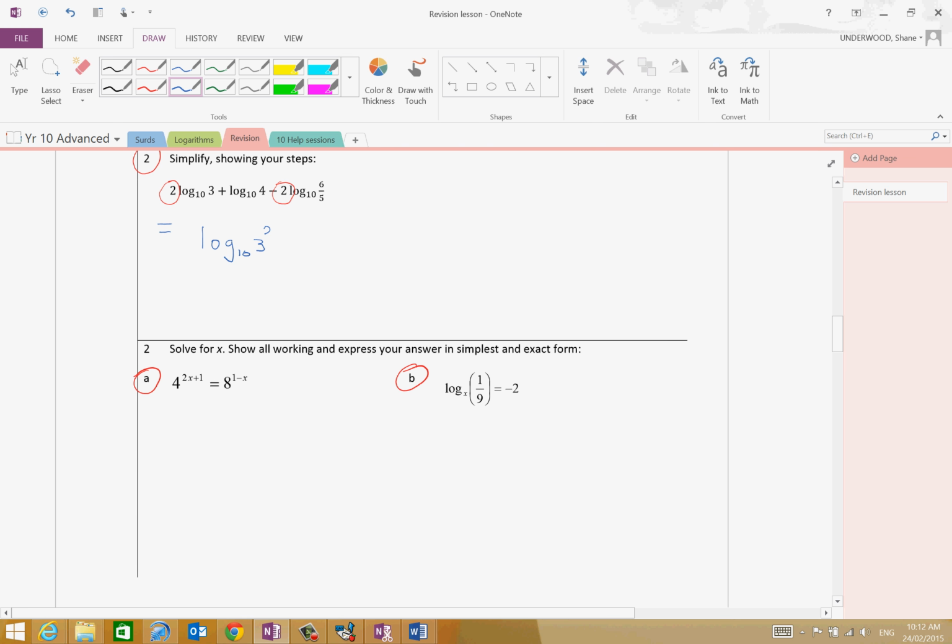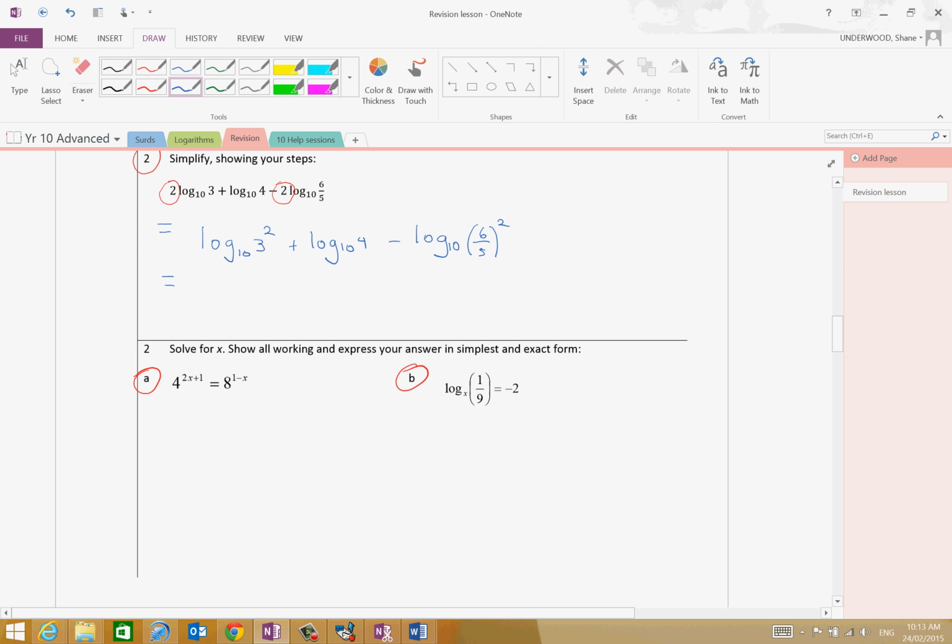3 to the power of 2. Let's keep going. Plus log 10 to the power of 4. And then we've got minus. Now, I'm going to leave the negative out the front. I don't have to, but I am going to do it for the time being. All right? So there are 2 methods of doing this. Log 10, that 2 comes inside there, so it's got 6 over 5 to the power of 2.